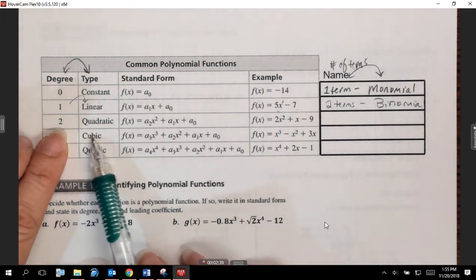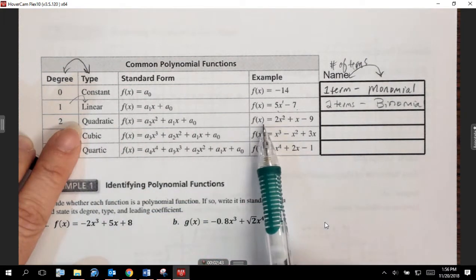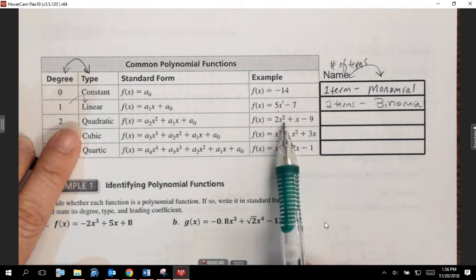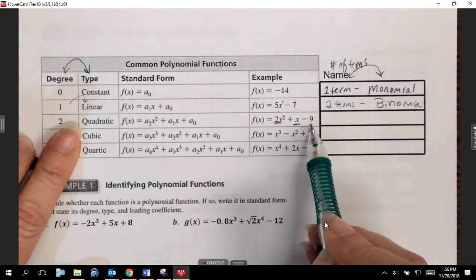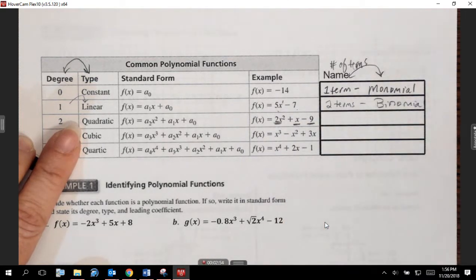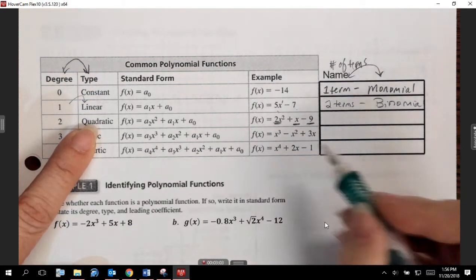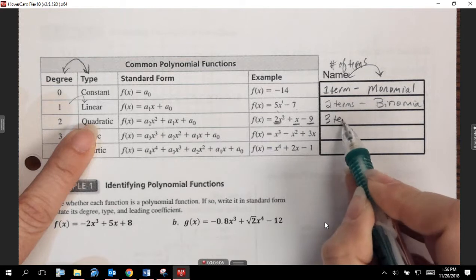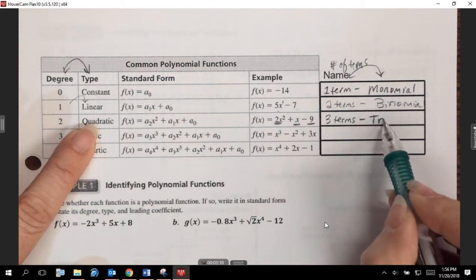Okay, if the degree is 2, it's quadratic. We just spent 2 chapters doing quadratics. So you might see a quadratic that looks like this, 2x squared plus x minus 9. The degree would be, out of all of the terms, what's the highest amount of x's? 2. That's the degree. And that is quadratic. There were 3 terms. What do we call 3 terms? Trinomial.